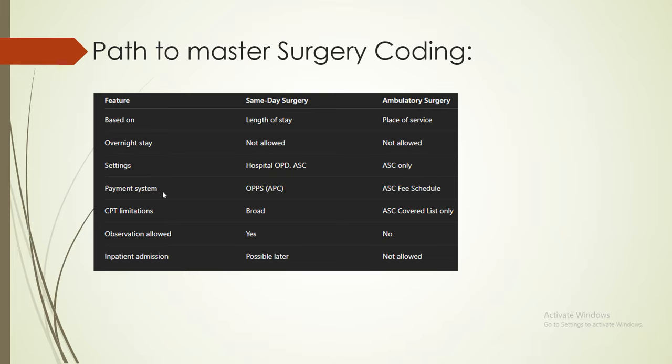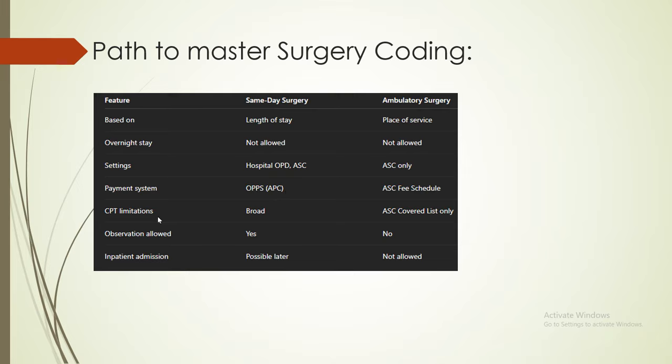So what is the payment system for these two? For same day surgery, we have OPPS, the outpatient prospective payment system. For ambulatory surgery, we have the ambulatory surgery center fee schedule. So these two settings have different types of payment systems. That is the main thing you need to remember for interviews. Here, APC is the ambulatory payment classification.